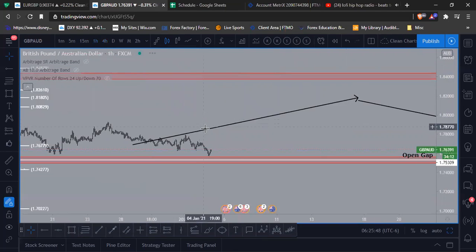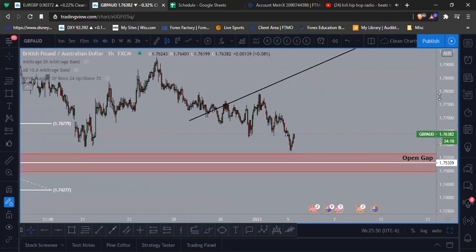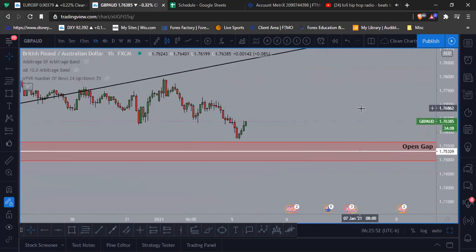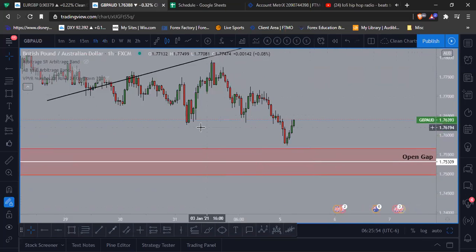Let me go on to the 1 hour time frame. Kind of like what I'm seeing here, though. These lows, this is probably where some traders got in for a buy, right at 1.76382. Price ended up dropping, stopping traders out at 1.76200. Now pushing back to the upside.